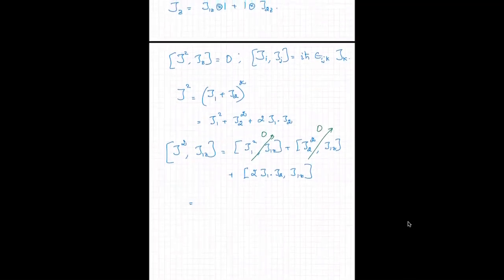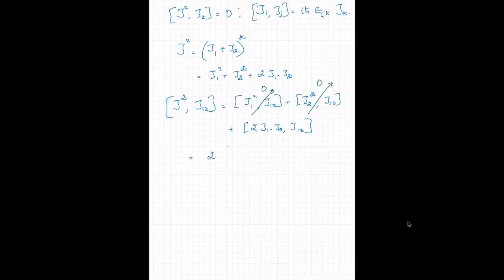Let me actually write this down. This is equal to 2, for example, J1i J2i. That is what I mean by J1 dot J2, right? With J1z. Now, J2i trivially commutes with J1z. So I can write this commutator as 2 times the commutator of J1i with J1z, times J2i. And this is not 0, because, for example, J1x doesn't commute with J1z and J1y doesn't commute with J1z.